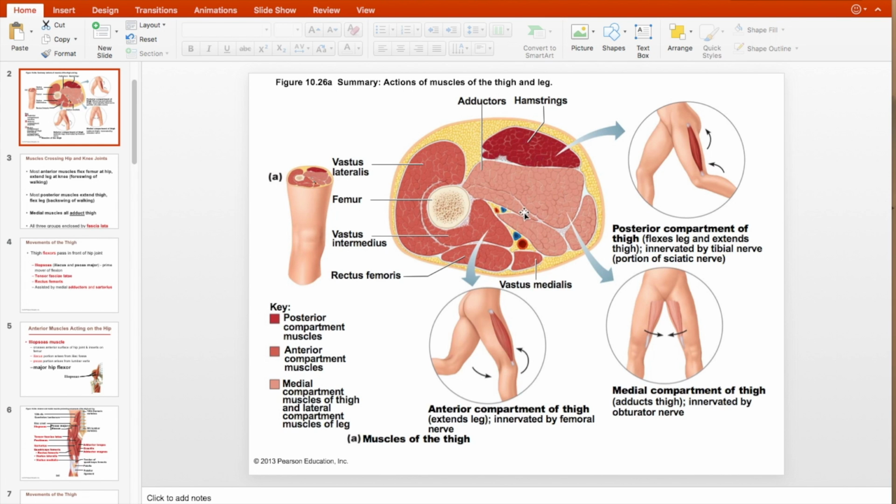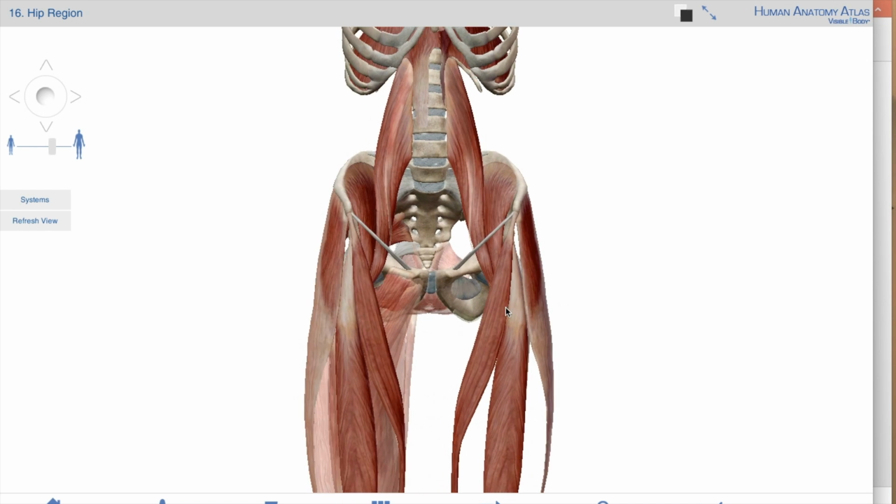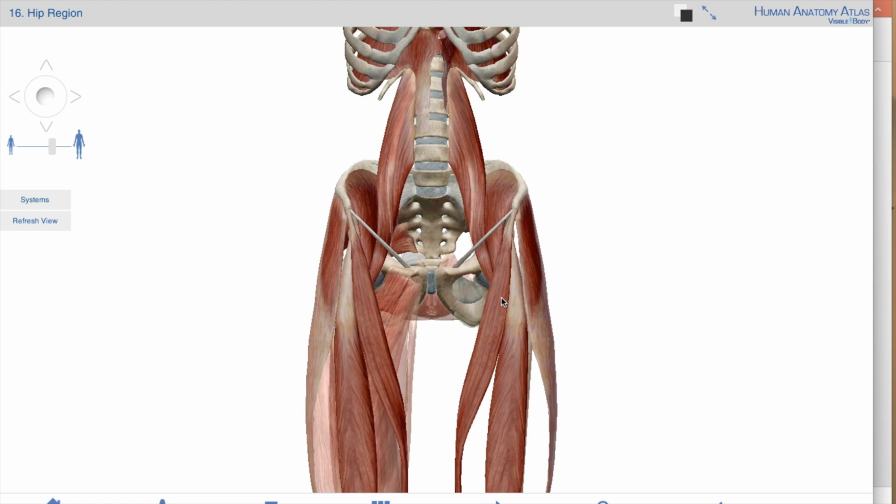And then finally, we have the muscles located in the medial compartment of the leg on the inside here. And these muscles are going to adduct or bring the legs together. So let's take a look at those muscles, and we'll start with the anterior compartment. As you can see here on the right side of your image, I have isolated these muscles that cross the hip joint anteriorly. We're going to start with the major flexor of the hip.